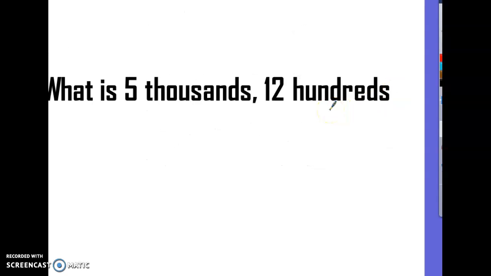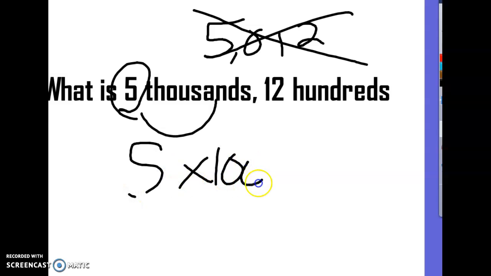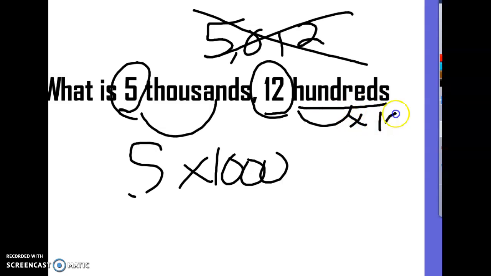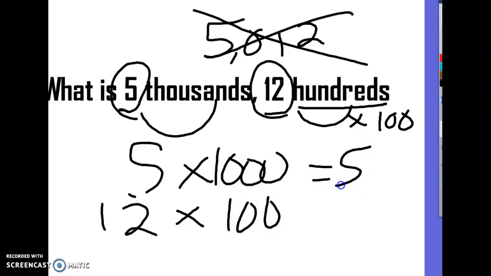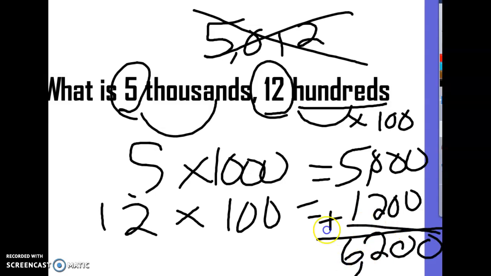All right, so what is 5,000 and 1,200, right? So what you're not going to do is put 5,012. That's not how you solve this problem, right? So we're going to do 5 times 1,000, and then we're going to do 12 times 100, because this is hundreds. All right, so it's 5 times 1,000. Good, 5,000. It was 12 times 100. Good, 1,200. So what do I do next after I get both of these answers? I add them up. So when I add them up, I will get 6,200.